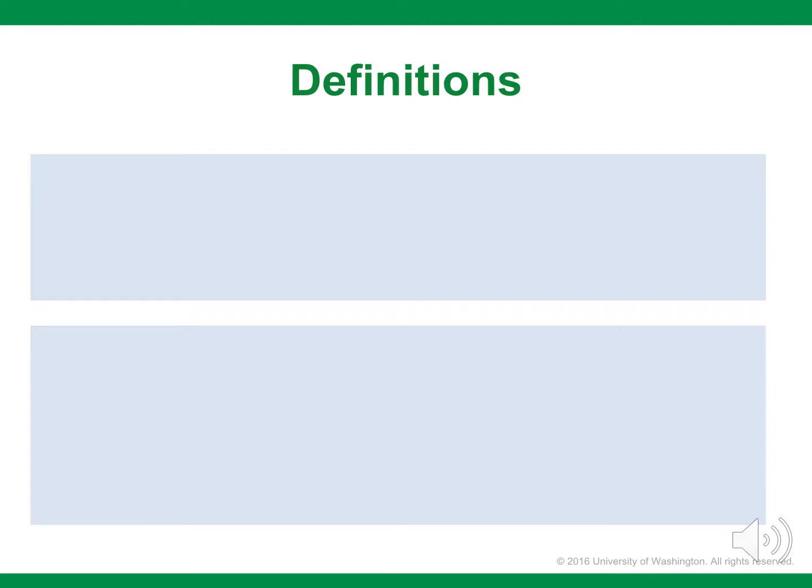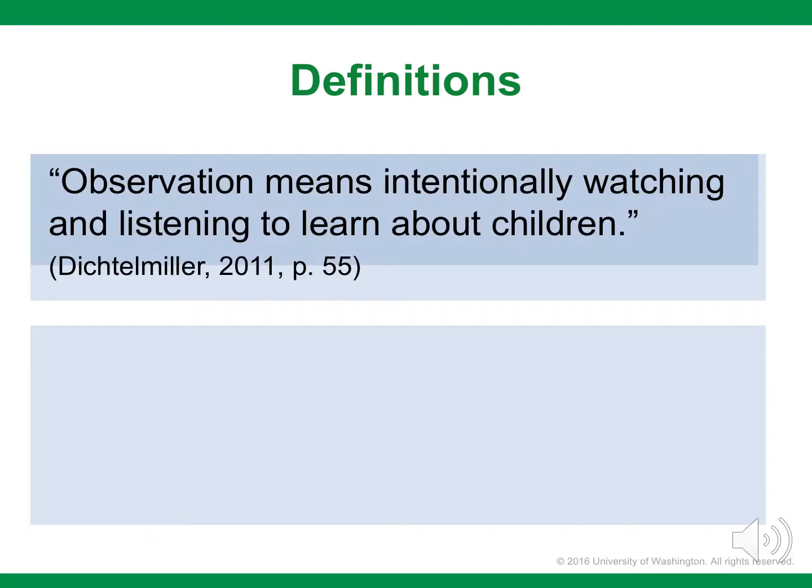What do we mean by observation? Observation means intentionally watching and listening to learn about children, where we become fully involved within the environment to listen, to look, to feel, to understand what children are doing and what they are wanting to learn about. Assessment is a generic term that refers to the process of gathering information for the purpose of making a decision.